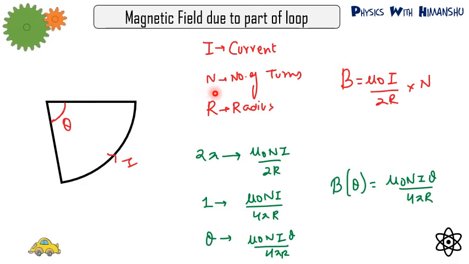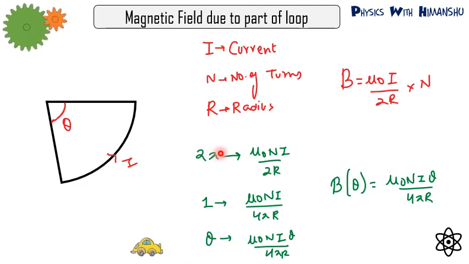Suppose we don't have a full circle, we just have a part of a circle where angle theta is given, I is current, n is number of turns, r is radius, and the magnetic field is mu naught n I by 2r. This is the formula. Now if we don't have a full circle, suppose only a part of the circle is there, so if a full circle is there, then the total angle will be 2 pi.